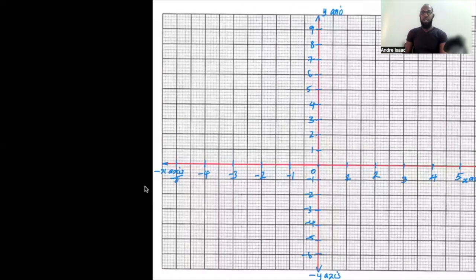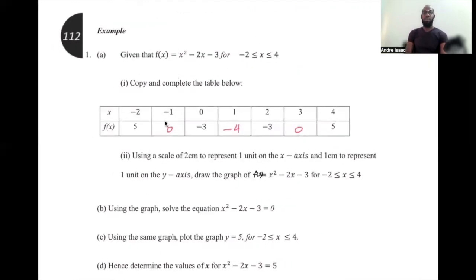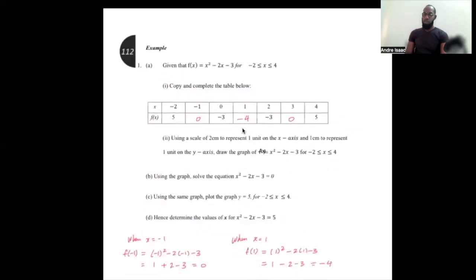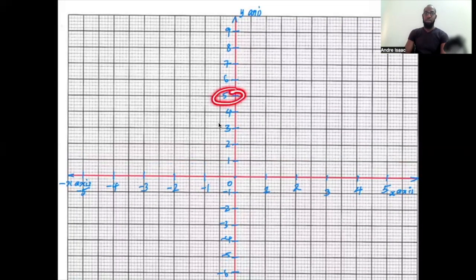Same thing: look at your f of x. The highest number is 5, and the lowest number is negative 4. When I look at my graph, the highest number is 5, I have that. The lowest number is negative 4, I have that there too. So I know I'm good.